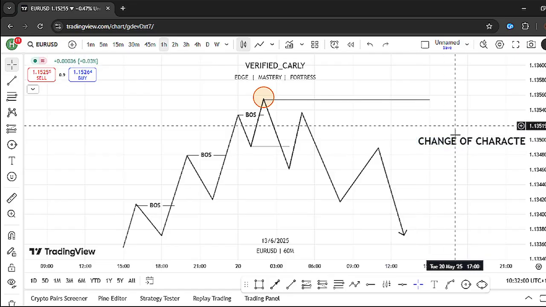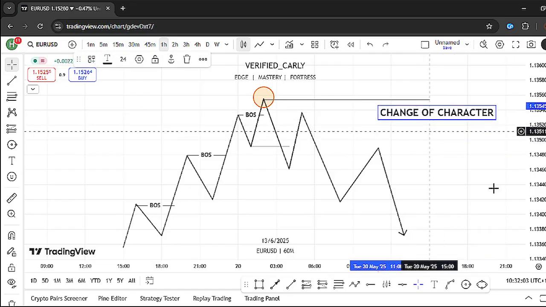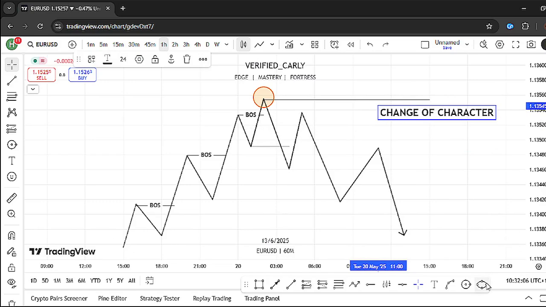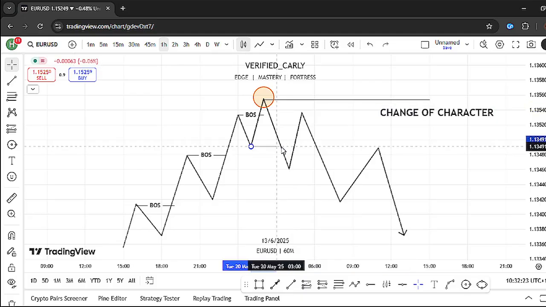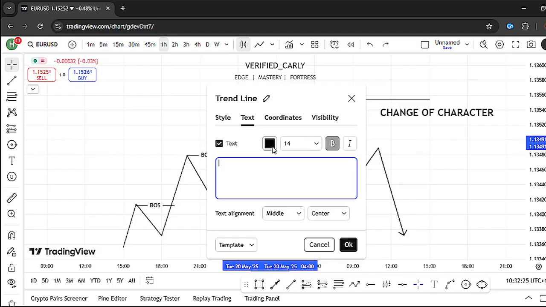Change of character happens when the market changes direction. Like if we are in an uptrend and price changes and starts making lower lows and lower highs, it is called a change of character. That means market structure shifted from an uptrend to a downtrend. The term we use for change of character is CHoCH, the O should be in capital letter. CH is change, O is of, then character. You can call it chalk or choch, anyone, but me, I call it chalk.